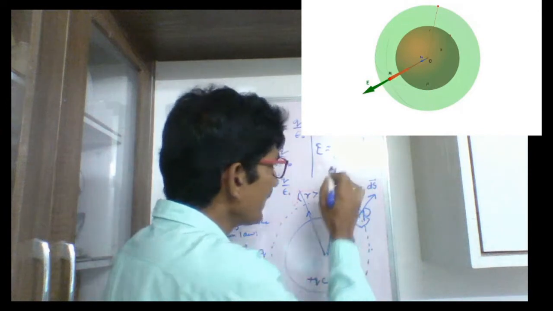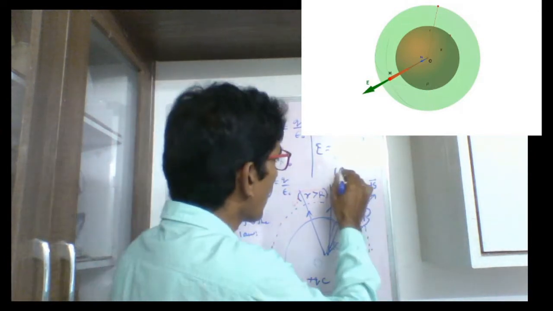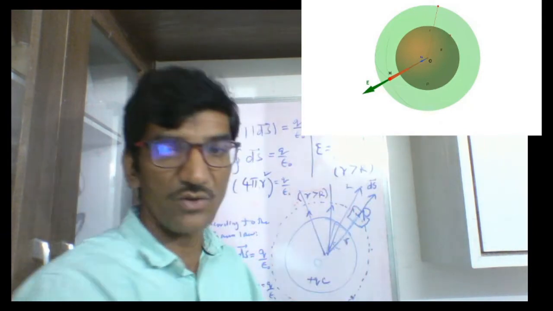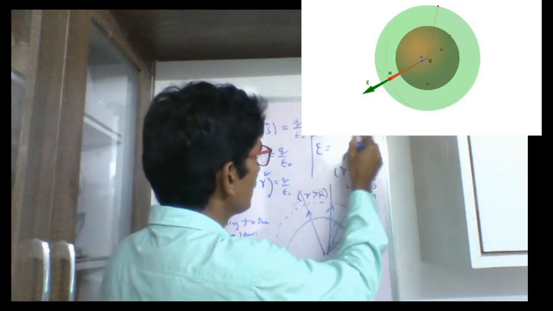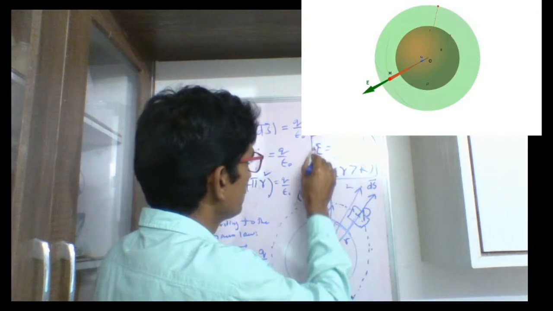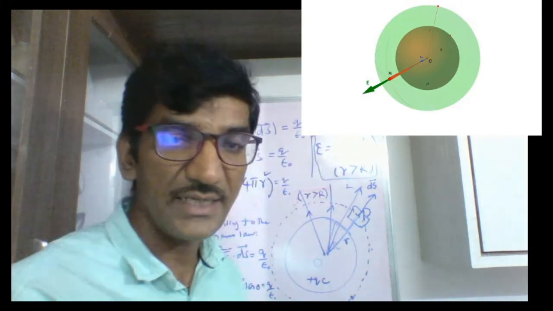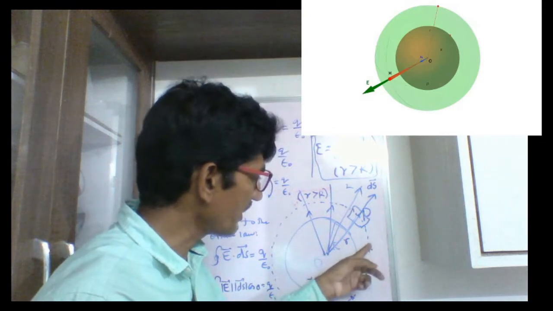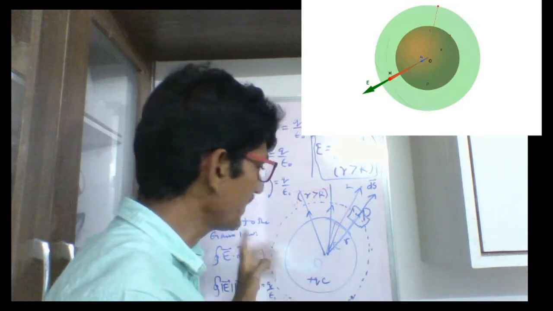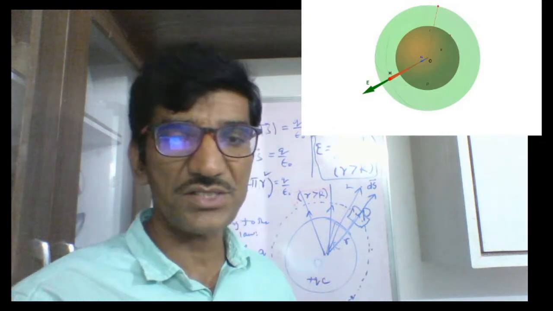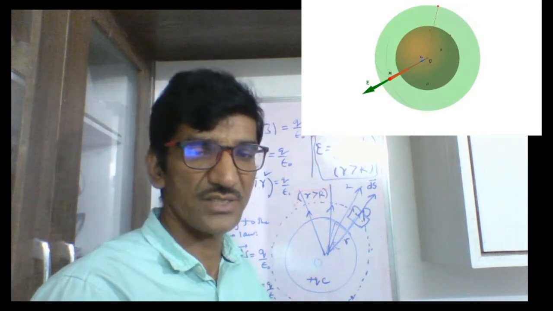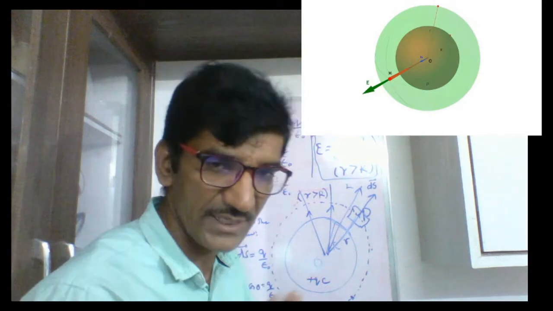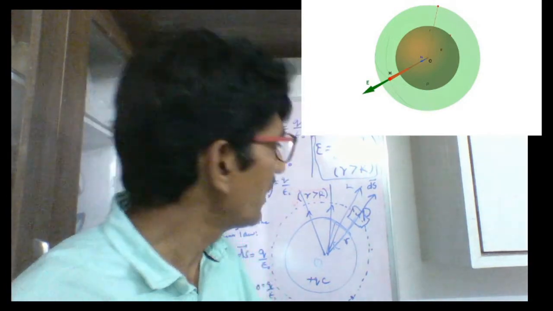This applies as long as r is greater than R, that means for outside points. So this is your answer for the field at the outside points. You may take the point here or here or here. Its value does not change. As long as you do not leave the dotted surface, its value will be the same.